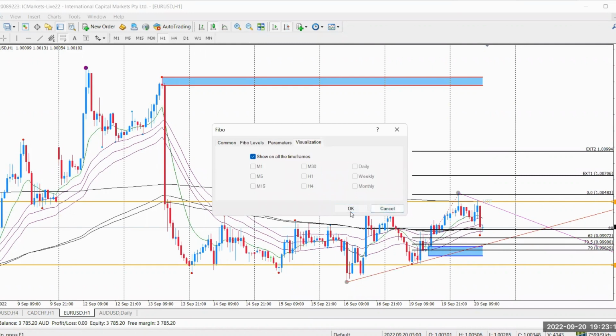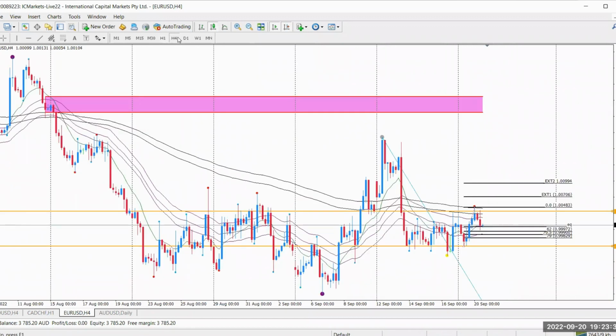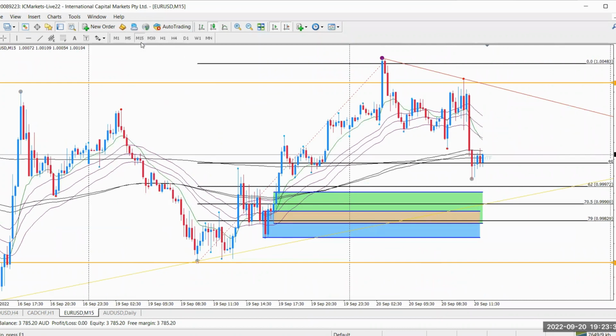However, if I'm going long on this trade, then my expectation is for price to come at least below 62% or come into this zone, give me an entry for the retracement, and then I will go long. I can't see any high probability expectation on this time frame. Let's check on the H4 time frame. On H4, nothing, and on M15, I don't see anything either.